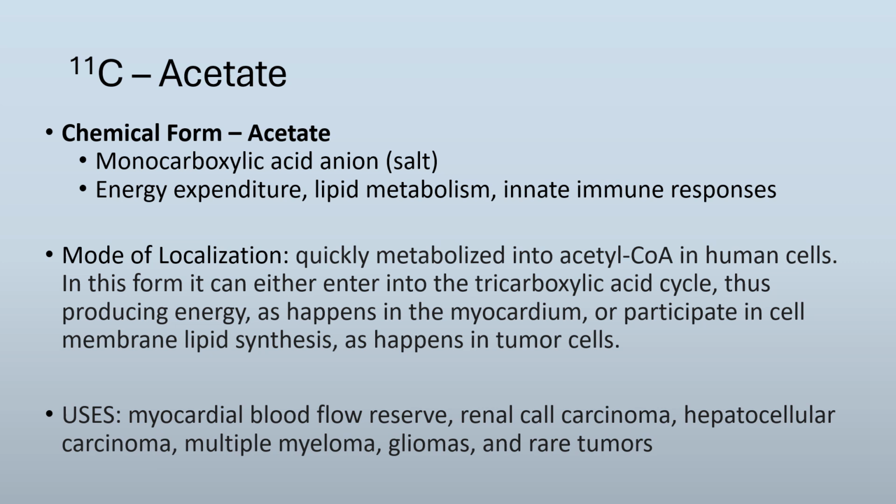In this form, it can either enter into a tricarboxylic acid cycle, producing energy, as in the case with myocardium, or it can participate in cell membrane lipid synthesis, such as what happens in tumor cells. And that's one of the reasons that acetate is used for a wide variety of things. It's used for myocardial blood flow reserve, renal cell carcinoma, hepatocellular carcinoma, multiple myeloma, gliomas, and some rare tumors.